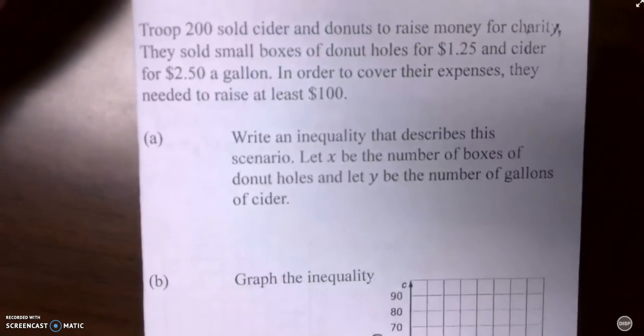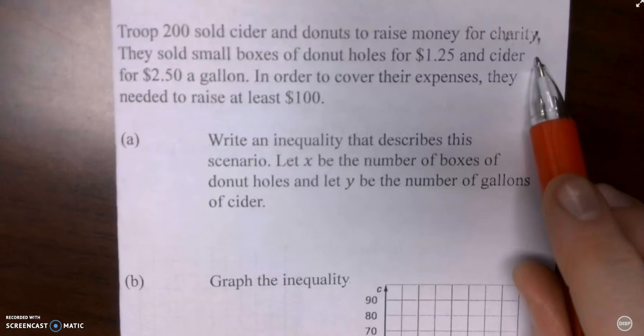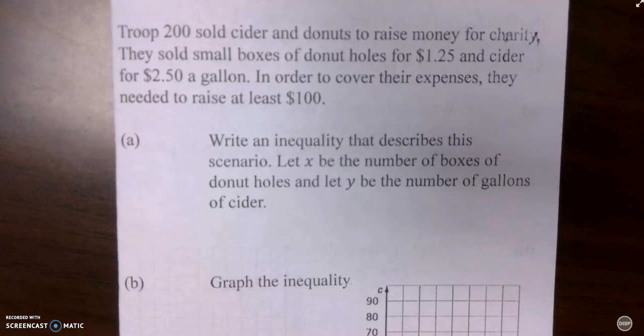The first one goes like this. It says Troop 200 sold cider and donuts to raise money for charity. They sold small boxes of donut holes for $1.25 and cider for $2.50 a gallon. In order to cover their expenses, they needed to raise at least $100. So what it first says is write an inequality that describes this scenario. Let X be the number of boxes of donut holes, and let Y be the number of gallons of cider.